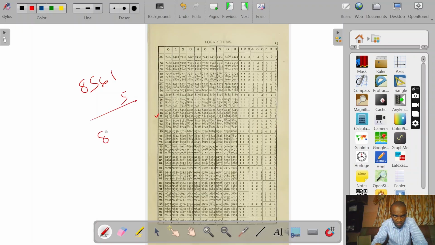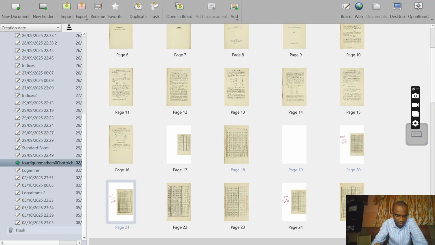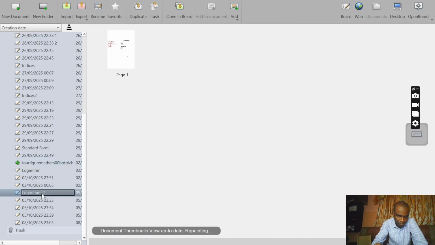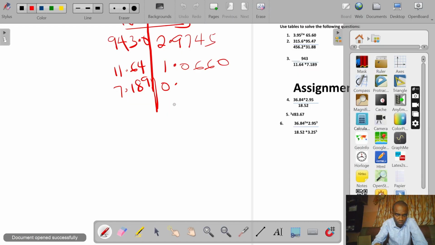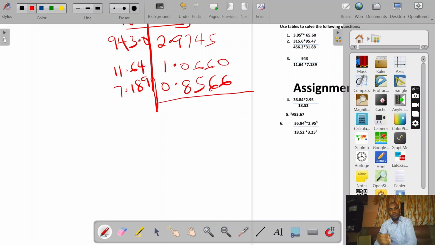That will be 8566. So please, when you are calling these digits, you call them one after the other. You don't call them 8566. After the decimal point, you call each digit one after the other. You don't pronounce it as in thousands and whatever, because we are working in decimal points.